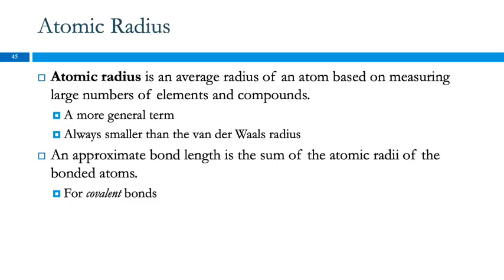We can approximate a bond length. So like in that bromine molecule, what's the length of the bond? Well, we could say that's the sum of the atomic radii. That's going to be an approximate length of that bond. That works for covalent bonds. It doesn't work for ionic bonds.